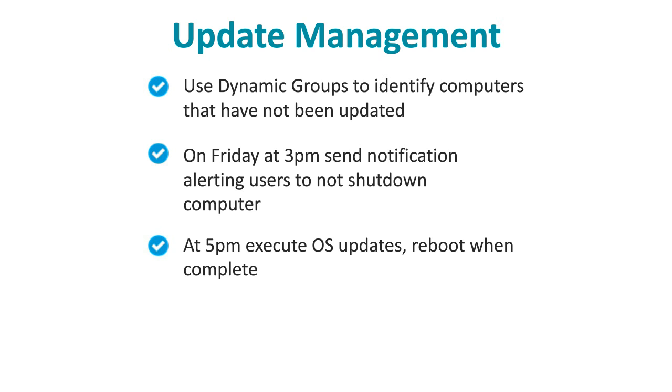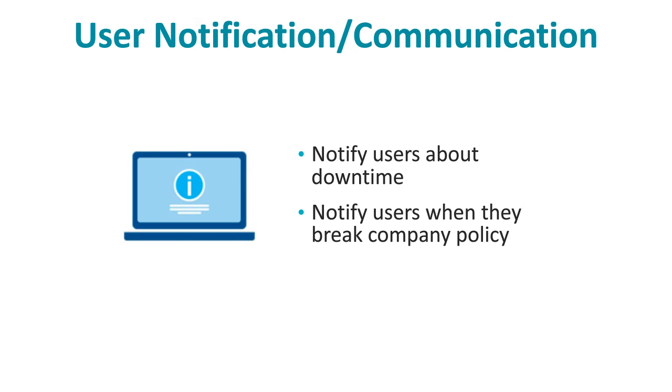Next, user notification and communication allows you to notify users about, like you just saw, updates that are coming. Don't shut down your computer. Or maybe downtime's coming. Or when users break company policy. So if they install something that they shouldn't have on a computer, we can pop up a message on their screen letting them know they violated a software install policy.